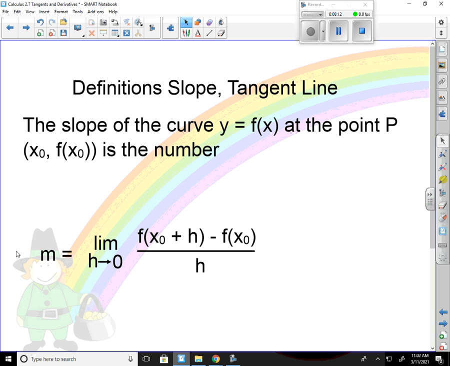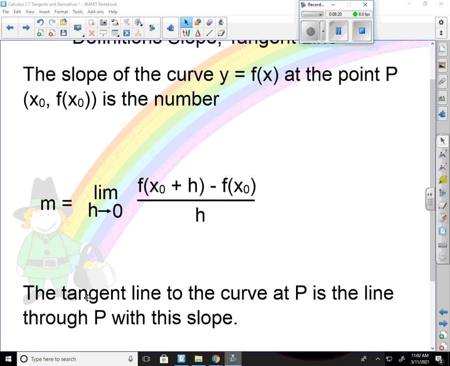So make sure that you write this down so that you have a good example to look off of as we move into the examples here. The tangent line to the curve at P is the line that's through P with this slope. So now we can find a tangent line based on finding this limit.